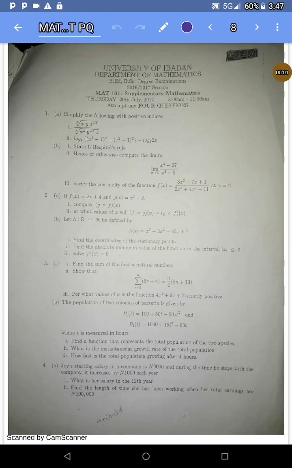Now the next question says show that this equals this. I will solve it myself. I want to take you through this procedure step by step in case you have that kind of question. Let me show you.